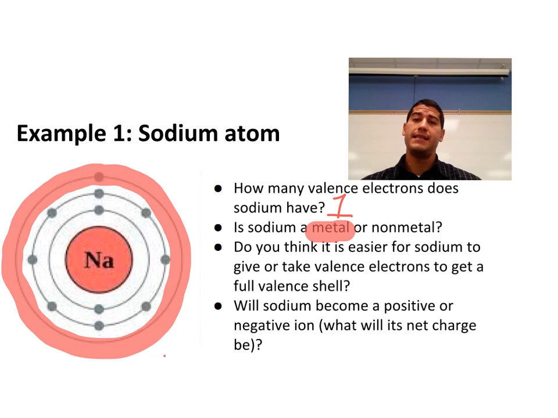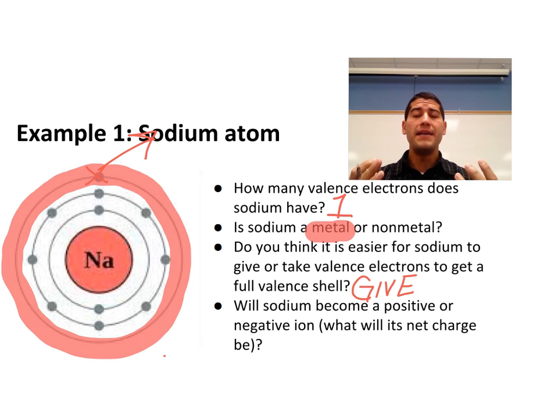It's way easier for sodium to give away that 1 valence electron than it is to gain 7. So it will get rid of this valence electron by giving it to another atom in a chemical reaction, making it stable. When it does, look at the electron cloud. Now it only has 2 energy levels because it gave 1 electron away, and the outside shell, the valence shell, is completely full with 8 valence electrons.